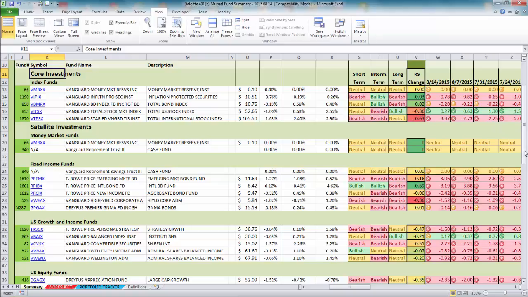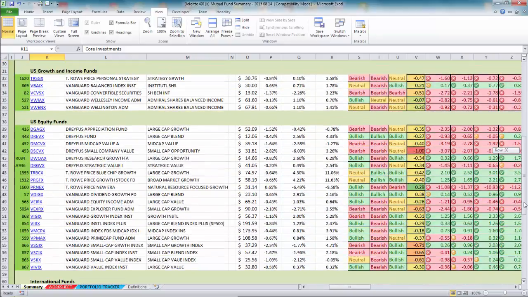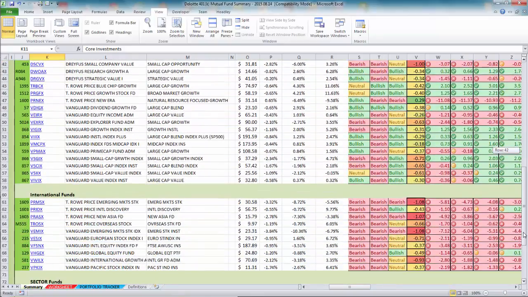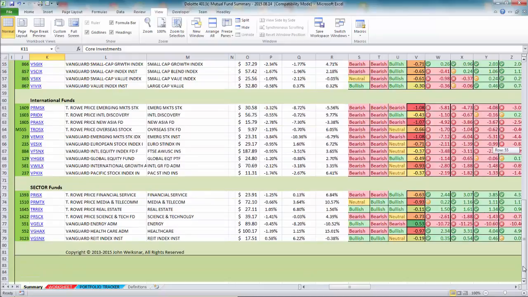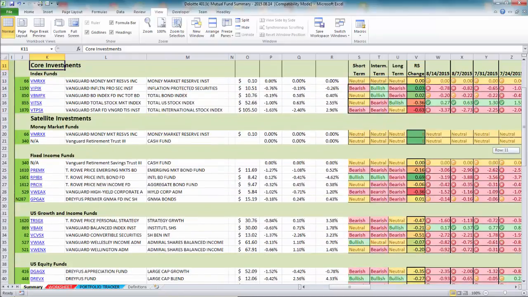We start out with the money market fund. You'll move into the fixed income, the growth and income, the U.S. equity funds, international funds, and then finally the sector funds. Generally, they're more aggressive as you're towards the bottom of the list, and as you're at the top part of the list, they tend to be just a bit more conservative.